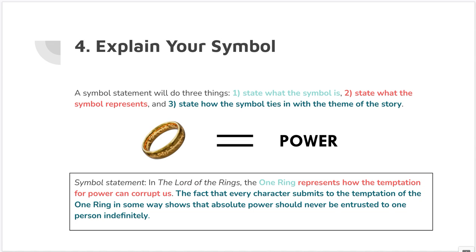I'm saying what is the overall importance of the symbol and what can we learn from the symbol and the story together. All right, I hope that this short video helps you understand how symbolism works in a story and connects to the theme.